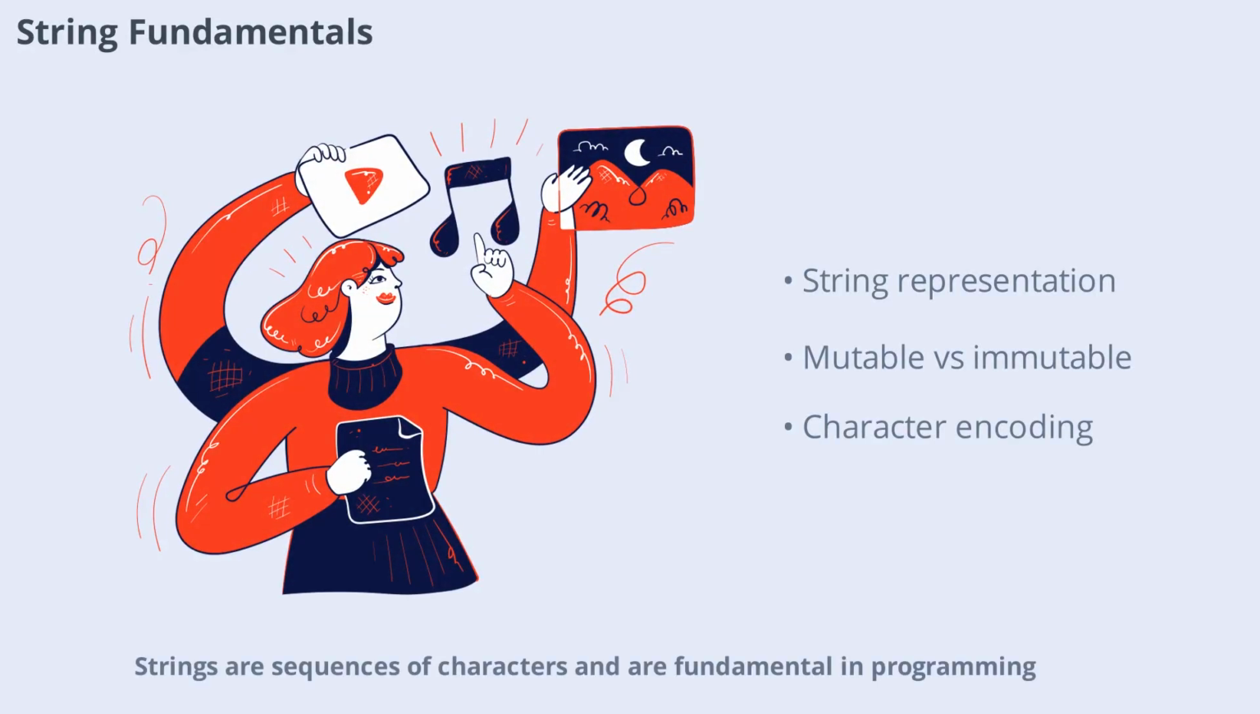Strings are sequences of characters and are fundamental in programming. Understanding how strings are represented, the difference between mutable and immutable strings, and character encoding like ASCII and Unicode is essential. These concepts are the basis for many algorithms, including searching, pattern matching, and data manipulation.